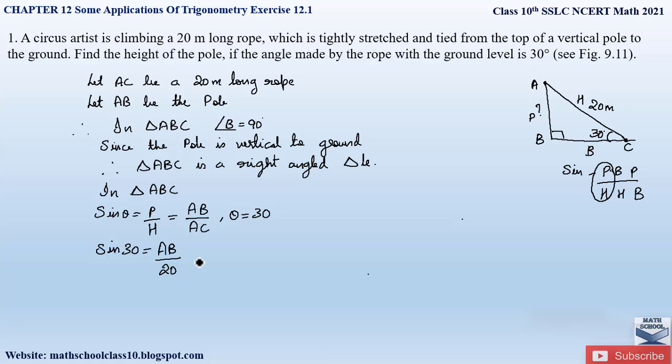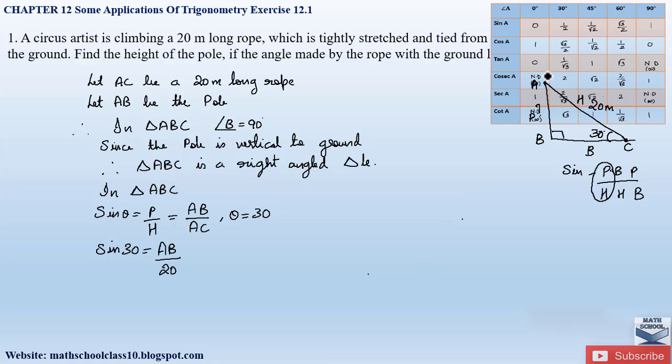So what is sine 30? You have to remember the trigonometric table. This is the trigonometric table which you have to write down before solving the trigonometric problems in your question paper. Okay, so sine 30 value is 1 by 2. So we will substitute sine 30 as 1 by 2 equal to AB by 20. So let us cross multiply. 20 into 1 will be 20 is equal to 2 into AB, or let us find out AB by sending this 2 to the left hand side. So AB will be equal to 20 by 2, which is 10. So therefore AB is equal to 10 meter.